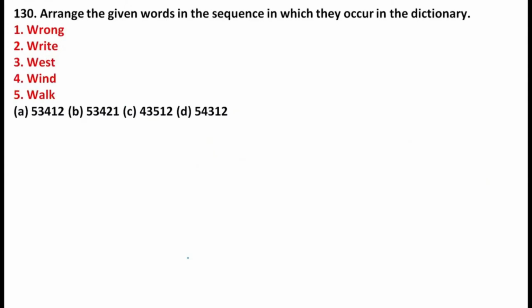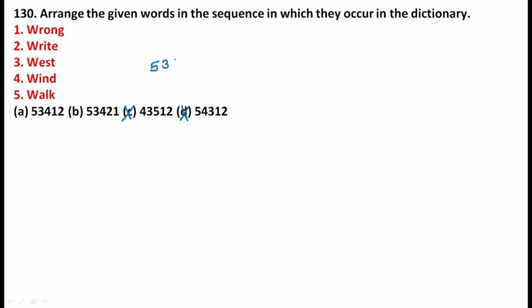For the next question: arrange the given words in the sequence in which they occur in the dictionary. Dictionary order means alphabetical order. Now, guys, W is common, so based on W we can't confirm anything. The next one is REIA. We already know that A is first alphabetically. If A is first, then in the dictionary the first word is work. So it starts with 5. So definitely C is not an option. After 5, definitely there is 3. D is not an option. So we are done with the first two.